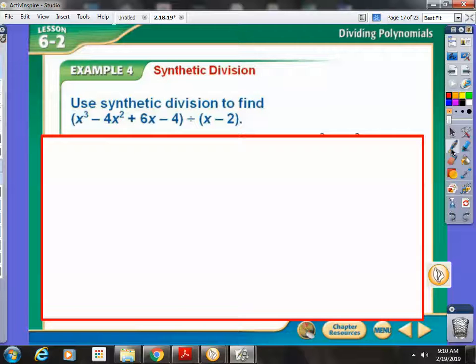Do we have any missing terms in this polynomial? Any missing terms? We talked about that a little bit yesterday. I don't think so. Our exponents go 3, 2, 1, 0, so we're good there. We're going to set up our synthetic division. I want you to put like a little box off to the side. And we're going to put a number inside that box. I'm going to put the number 2.